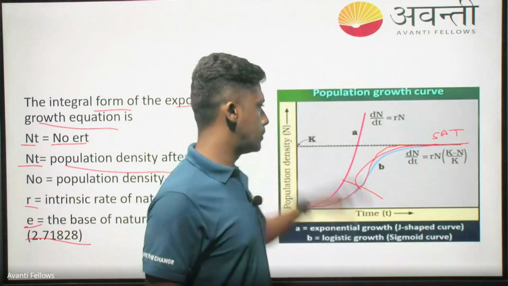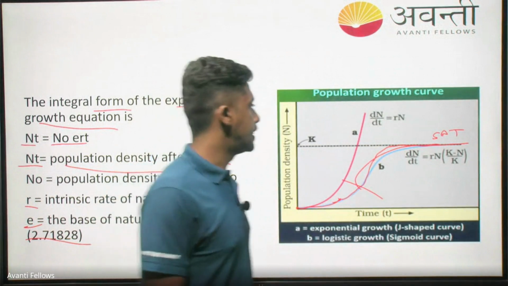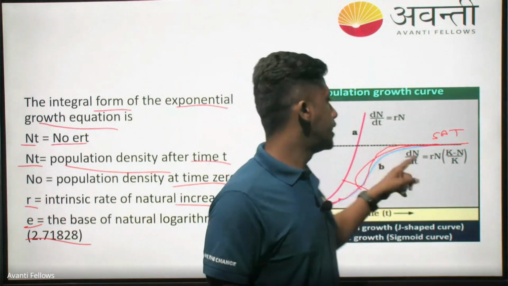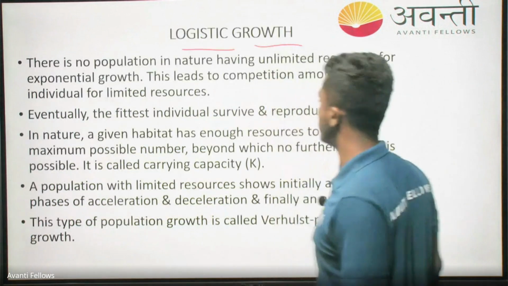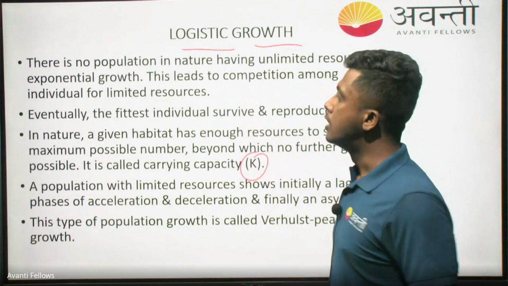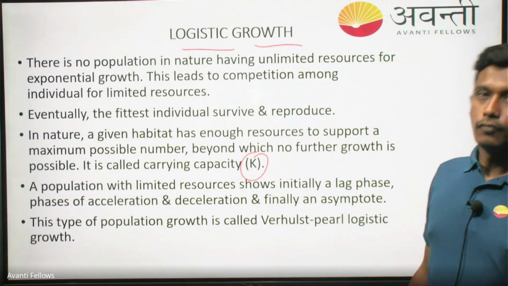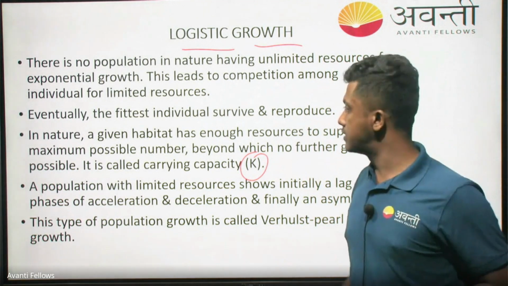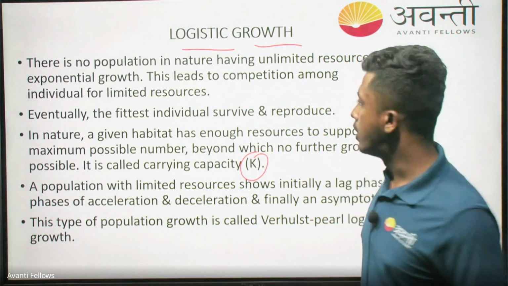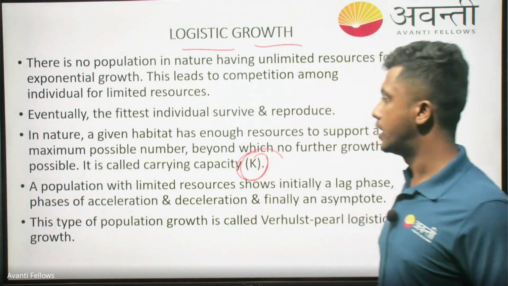In the saturation phase, we don't have any increase, so it remains stable. This logistic growth curve can be given as dN/dt = rN (K - N)/K. Here we have come across a new term, that is K. As I told you, in nature, for any organism there is always a limit. We call this limit, where our earth cannot give any more, the carrying capacity of earth, and we denote it by K. Understood?